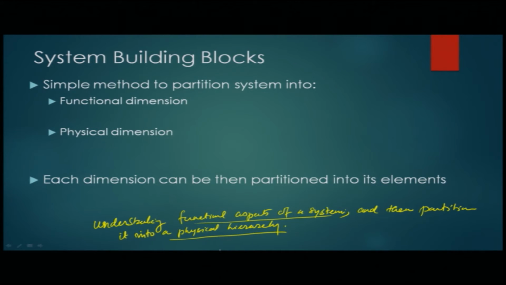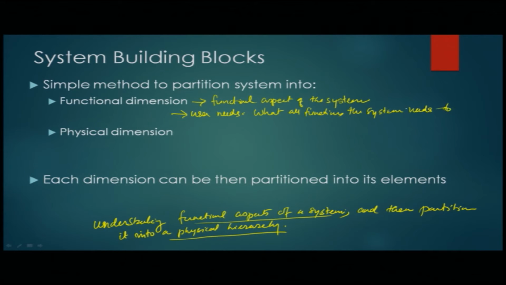So every system can be classified into two dimensions. The functional dimension, where the functional aspects of the system are understood. Where does this come from? From the user needs. What all functions the system needs to accomplish.